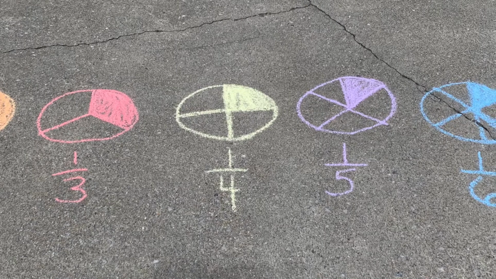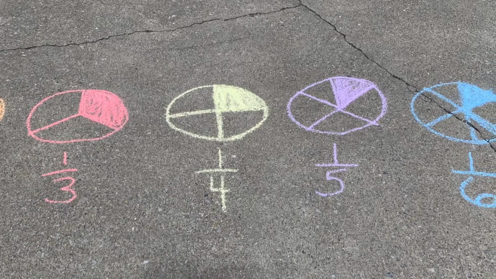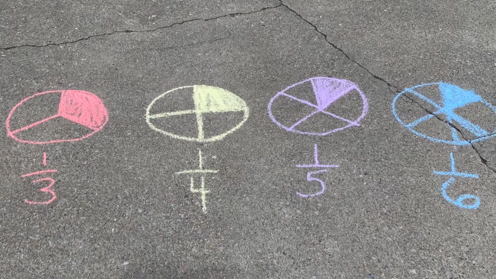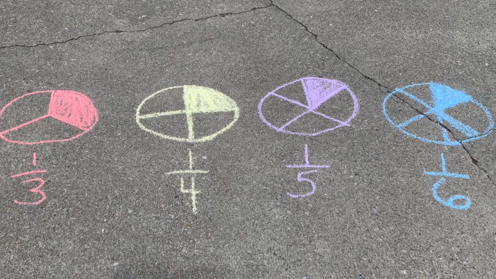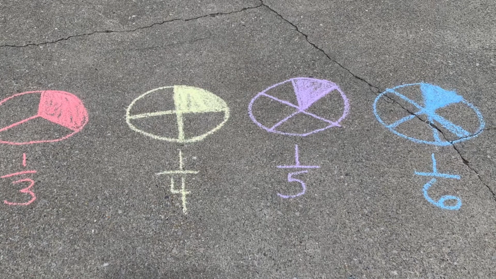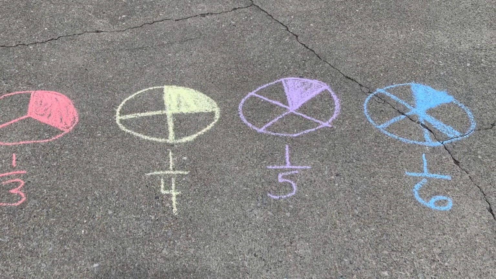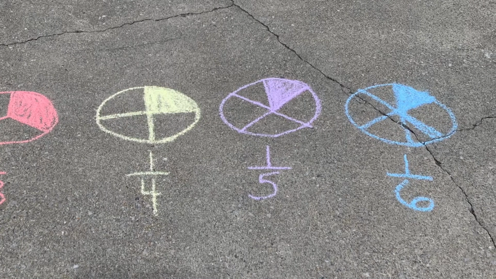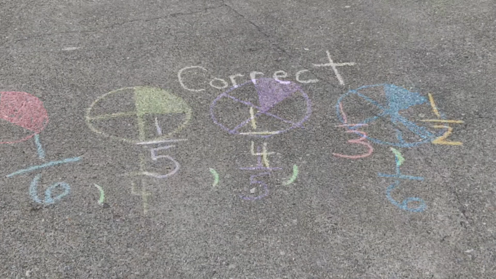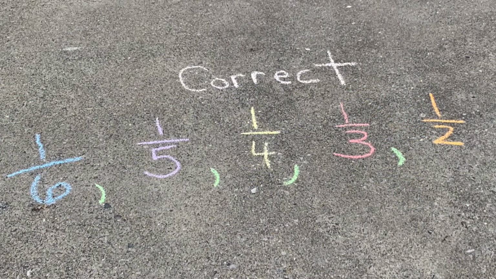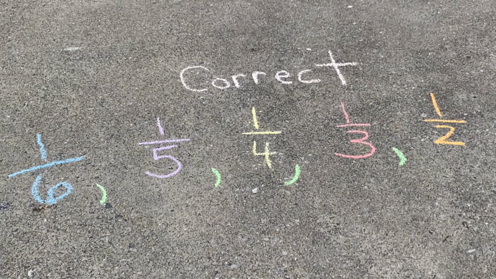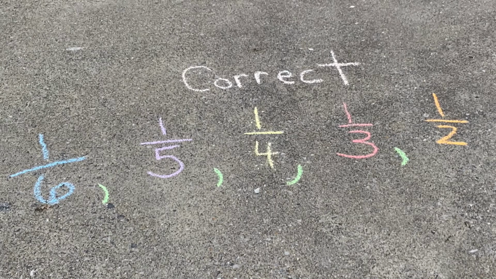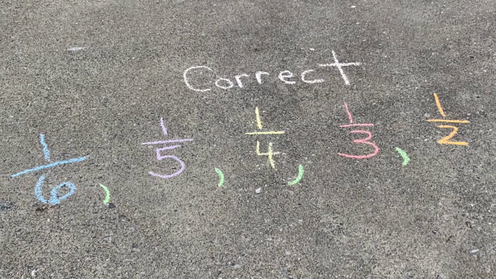So when you're looking at our models, you can see that half is really the greatest fraction and 1/6 is really the smallest fraction. Because when you have to share with 6 people, your piece gets a lot smaller. So the correct way to put this in order from least to greatest would be 1/6, 1/5, 1/4, 1/3, and 1/2. 1/6 is the smallest, is the least, and 1/2 is the greatest.